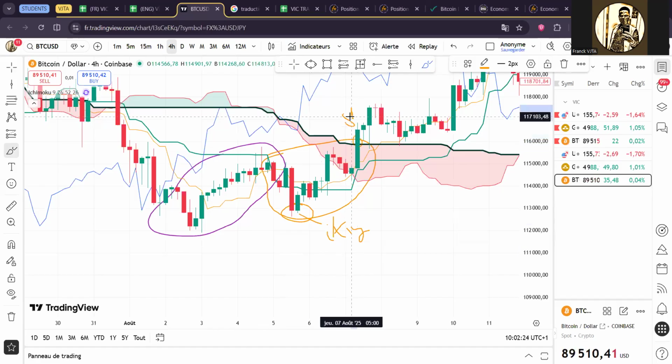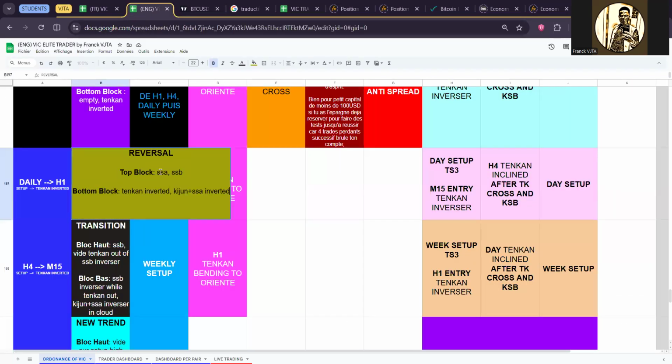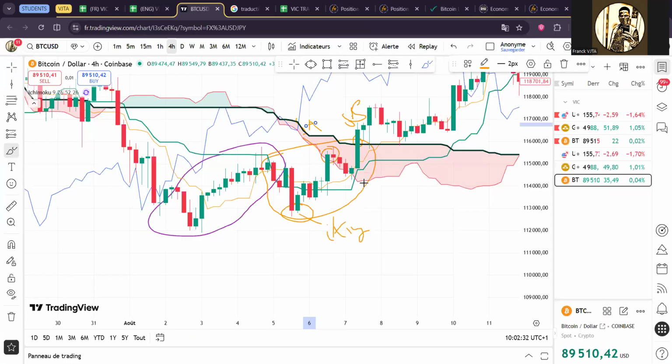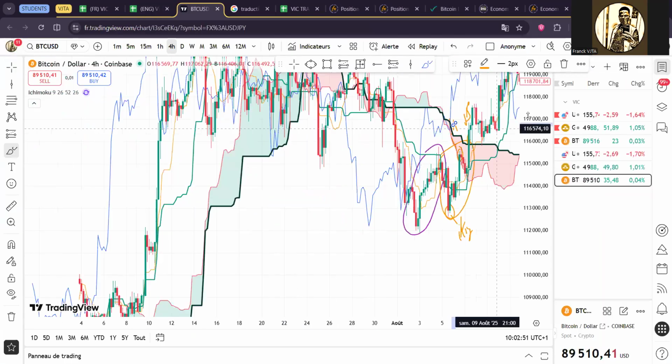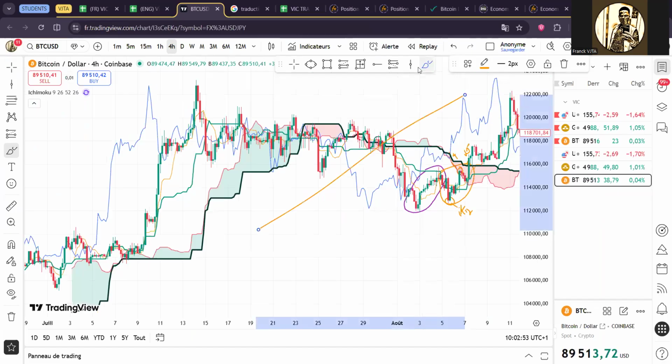SSB. The top of the top is always SSB. But before it arrived at SSB, it also arrived at SSA first, right? That's what I'm writing inside the document. The 2 top points will be SSA and SSB, but the 2 bottom points will be Kijun inverted like this, Tenkan inverted, or Kijun inverted. Also SSA inverted. There are points where you have SSA inverted that happen at the same time with Kijun inverted.